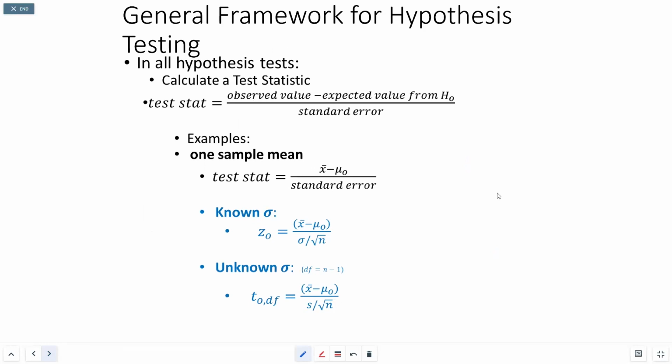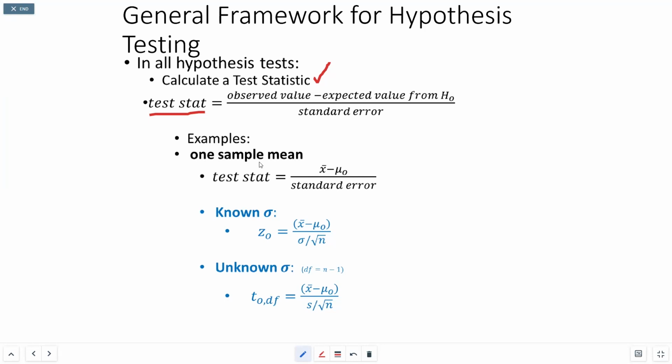All right. In all of these different tests, they all follow the same general framework. You first have to calculate a test statistic. The test statistic is always the observed value minus the expected value that comes from the null hypothesis, divided by the standard error. The standard error is usually what gets complicated depending on what test you're running. And what test you're running will become obvious based on what you know about your data.